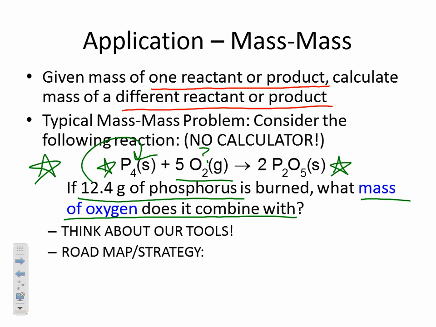And notice that this is in fact burning, so we have the P4 combining with O2 because burning, or combustion, simply means combination with oxygen. But that's a mass-mass problem. It gives you the mass of one thing, we've got a balanced equation, and it's asking for the mass of something else. So be thinking and be ready to talk about how you think we're going to solve this problem in class, because we're going to discuss that tomorrow.